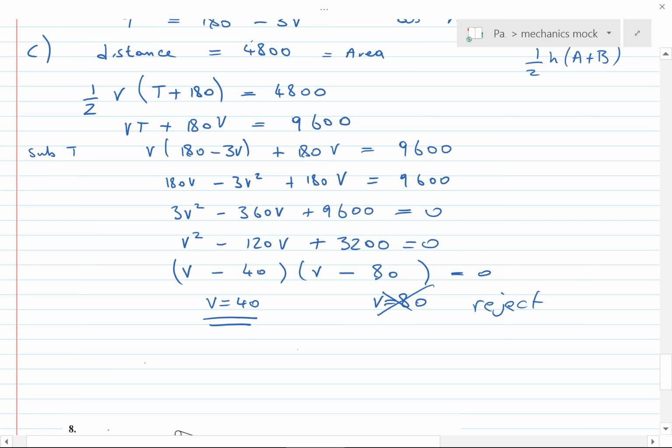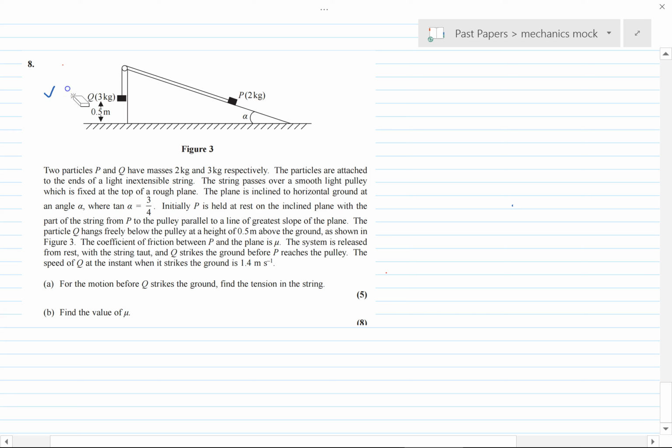Okay, so let's do the final question. Okay, final question. It's a connected particle situation. We're given an angle, so once we've got an angle, we often like to write what the various ratios are. Tan alpha is 3/4. You can easily work out that sine alpha is equal to 3/5. Cos alpha equals 4/5. The way I like to do that is a kind of non-calculator way. It's a 3, 4, 5 triangle.